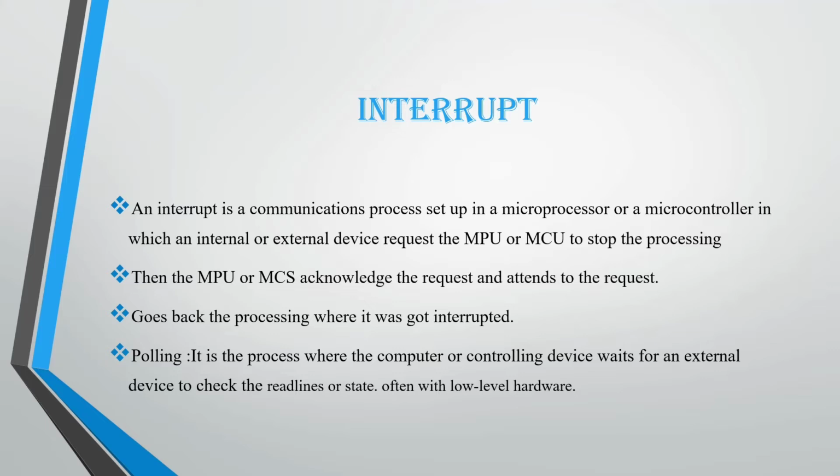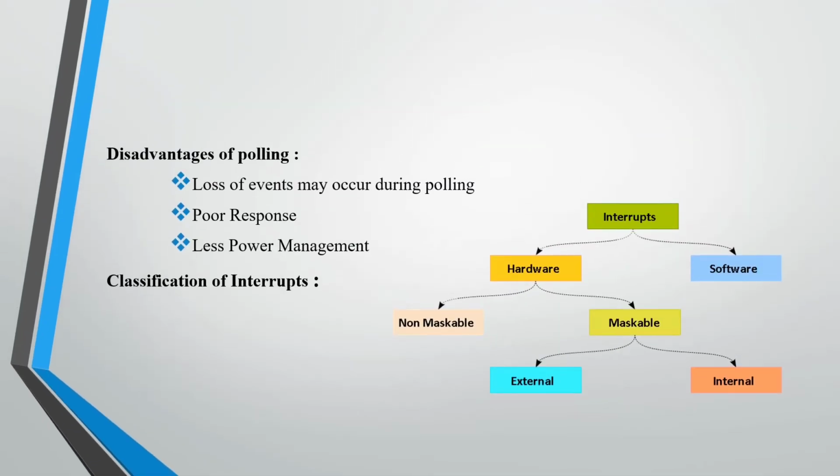Polling is a process where a computer or controlling device waits for an external device to check its state, often with low-level hardware. The disadvantages of polling are that loss of events may occur during polling, poor response, and less power management.